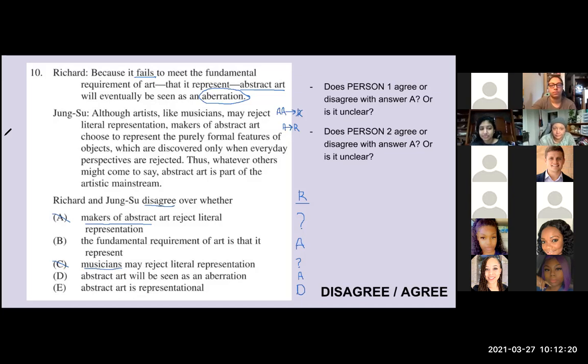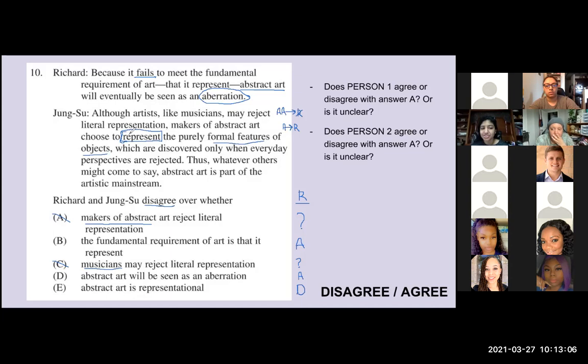Musicians, I think, disregard musicians. Go ahead. Disregarding the musicians part, from what we know already, they're saying that abstract art follows or represents formal features of an object, so they do represent something, and so they can be considered an art form, and they meet that fundamental requirement. Exactly. So does Jung-soo think that abstract art does represent? Yes. It's kind of hidden in there, right?